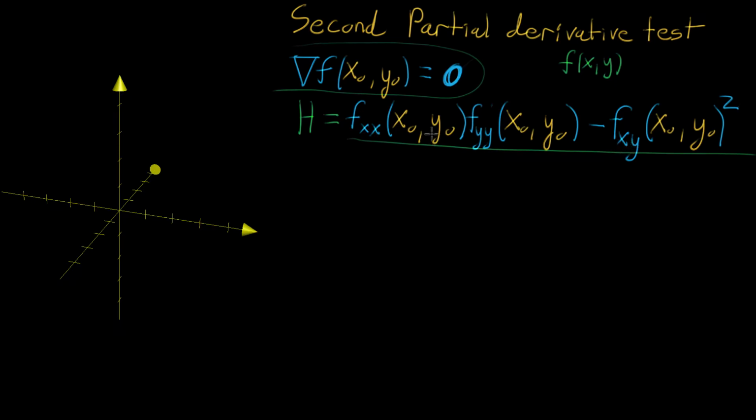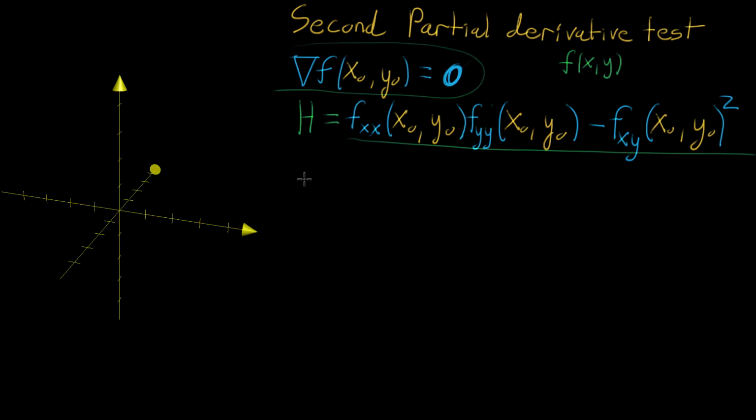And you compute this value where you evaluate each one of those at your critical point, and you multiply the two pure second partial derivatives, and then subtract off the square of the mixed partial derivative. And again, I'll give intuition for that in a bit, but right now we just kind of take it, oh, all right, I guess you compute this number.